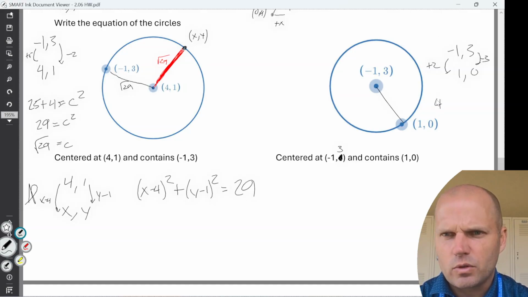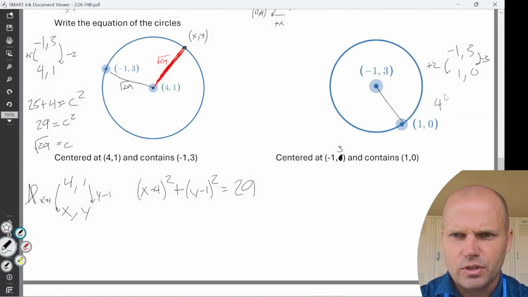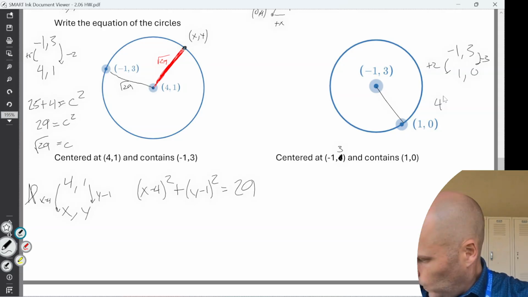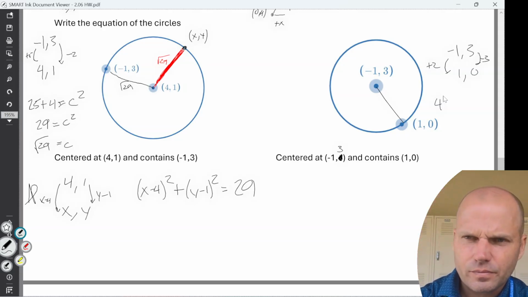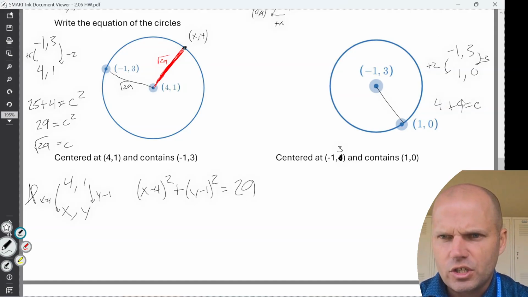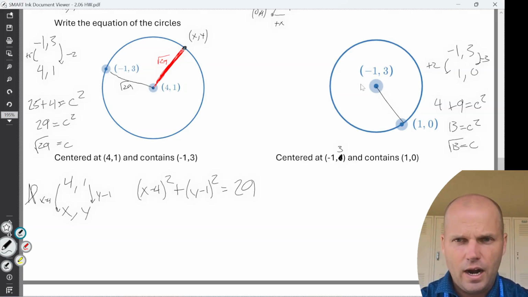We have an a squared, which is 4. So negative 1 to 1 is plus 2. B squared is 9. Negative 3 squared is 9. Equals c squared. So 13 is c squared, which means c is the square root of 13. All right, so that is the radius that will unite all of our points.